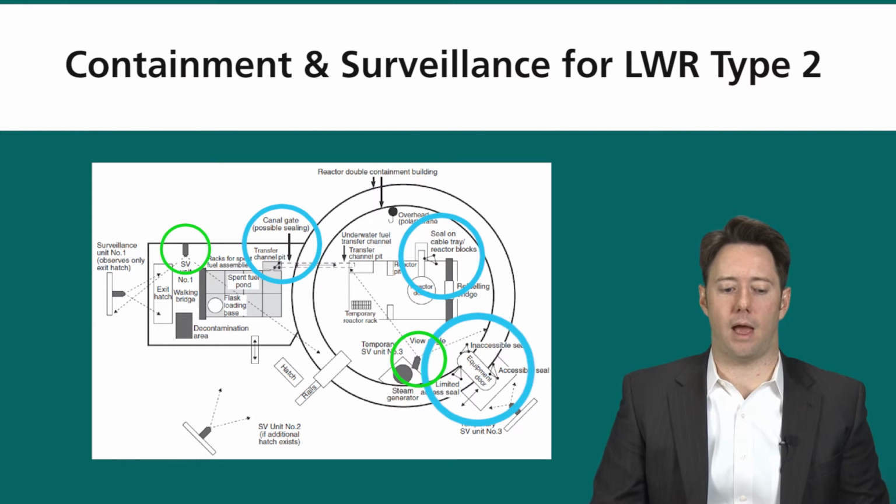And then we also have external cameras. We have an external camera on the outside of the equipment door. We have another external camera on the exit hatch to the spent fuel pool. And then if there are any other additional hatches in either the reactor building or spent fuel building, we can put another camera to watch those other additional hatches.